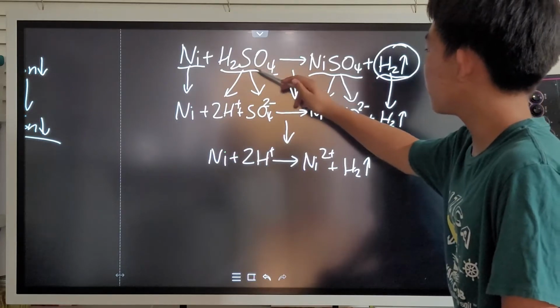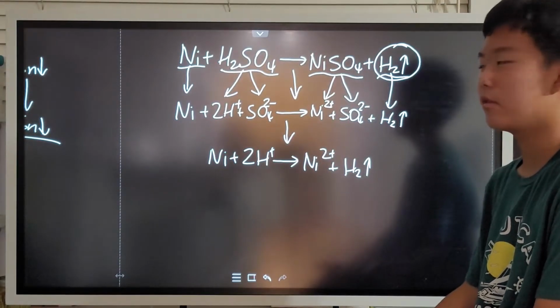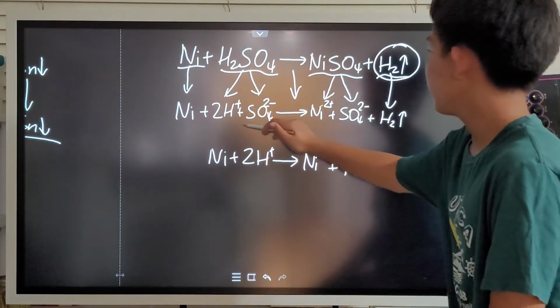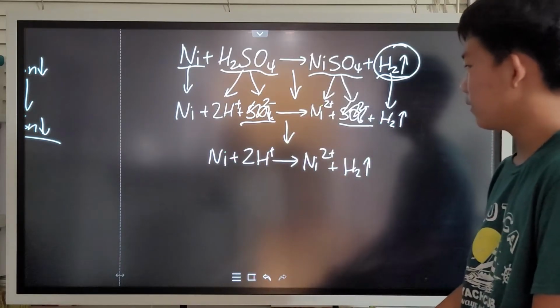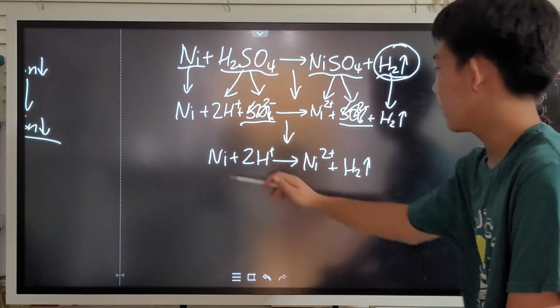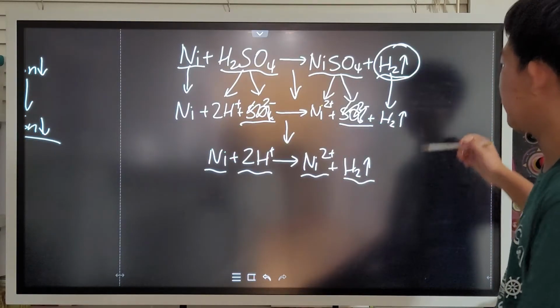Again, we split up our sulfuric acid into its ions. Totally makes sense, we already know. Now you see, one sulfate here, one sulfate there, these guys cancel. And we're eventually left with very simple nickel metal, hydrogen ions forming nickel ions and hydrogen gas.